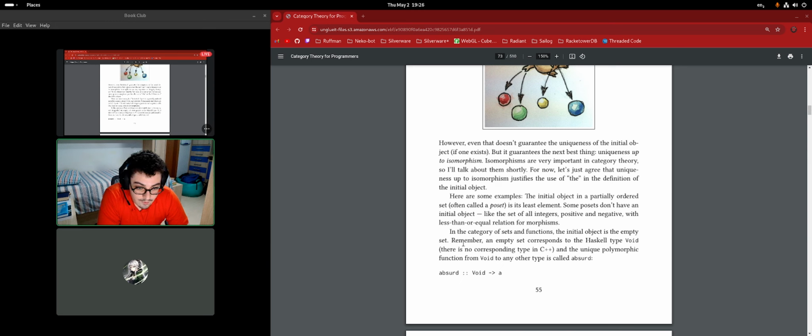So in the category of sets and functions, the initial object is the empty set, right? And the empty set in Haskell is the type void, and the reason is because there's no member of the set, right? So this morphism here can never be called. But it is going from that set to everybody else. Yep. It is doing that.